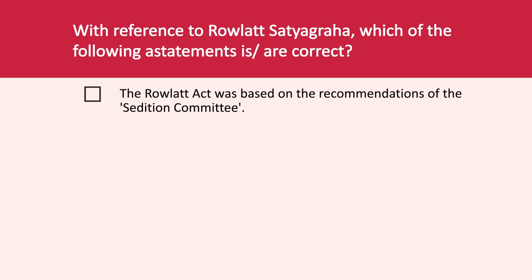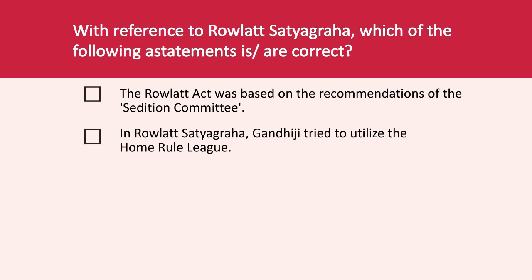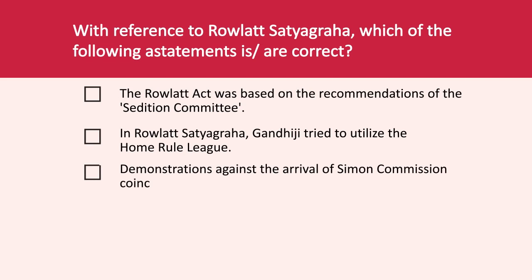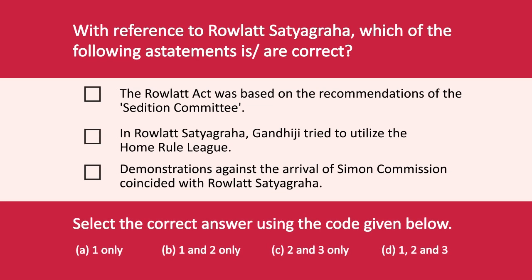1. The Rowlatt Act was based on the recommendations of the Sedition Committee. Second, in Rowlatt Satyagraha, Gandhiji tried to utilize the Home Rule League. And the third option was, demonstrations against the arrival of Simon Commission coincided with Rowlatt Satyagraha. Now, the students were asked to select the correct answer by having given a code. Now, in this case, the correct answer comprised of 1 and 2 only.